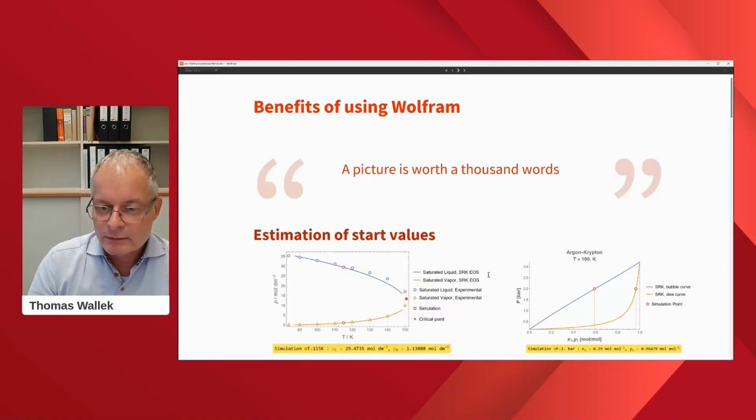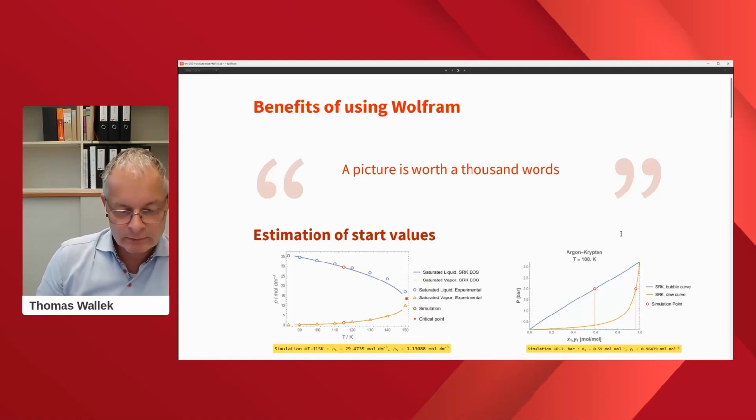On the right-hand side, we have a PXY diagram, a vapor pressure diagram, where the vapor and liquid molar fractions can be estimated and proposed as starting values to the simulation, again using an equation of state to estimate the bubble and dew line in the beginning. In this example, we use the Soave-Redlich-Kwong equation of state.